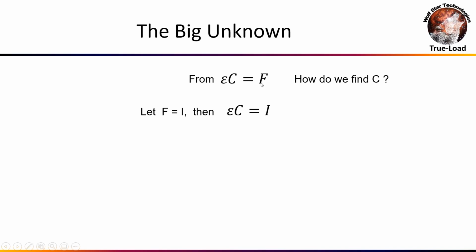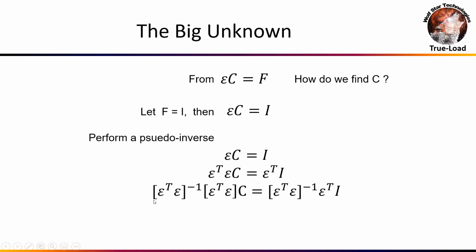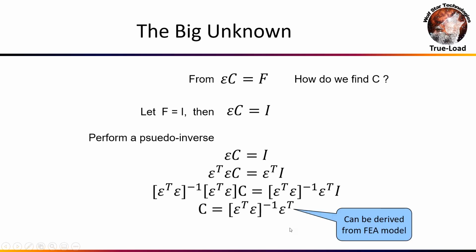Well, if we think of the F matrix, if we call turning a load on a 1 and turning a load off a 0, that F matrix can become the identity matrix, and then I can do a pseudo inverse. So you take strain times C is equal to I, pre-multiply by strain transpose, pre-multiply by strain transpose strain inverse, and you get C is equal to strain transpose strain inverse strain transpose, and that's what we pull out of the FEA model. So this is our correlation matrix that we're getting out of your FEA model.